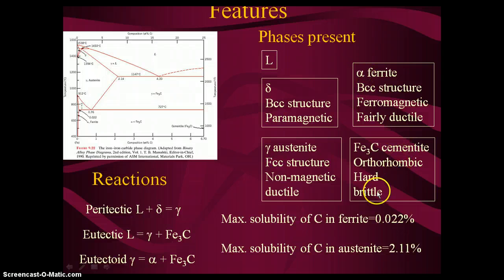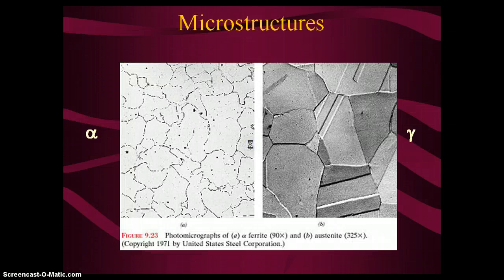There are the peritectic point and peritectic reaction, that is, liquid plus delta gives gamma, which is the peritectic reaction, and there are also eutectic and eutectoid reactions. Many possible reactions take place in the iron carbide equilibrium diagram.